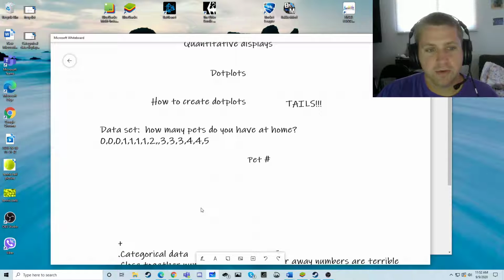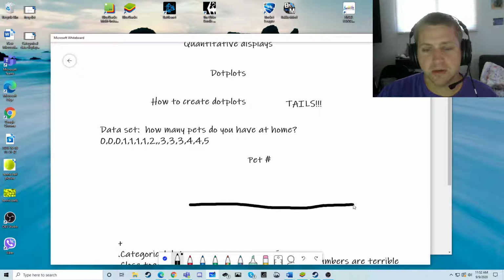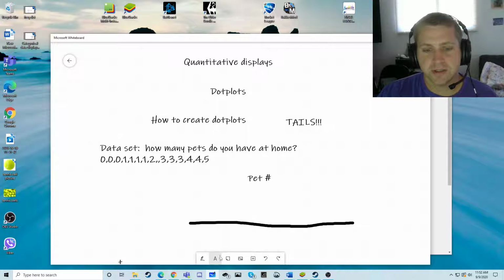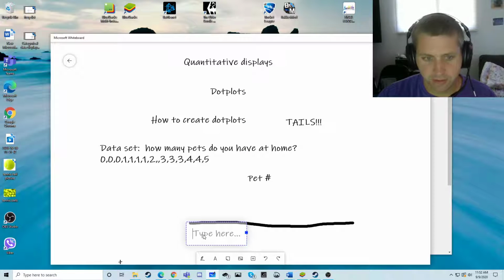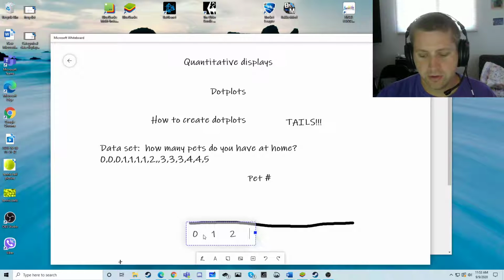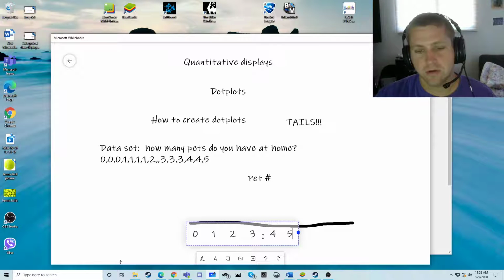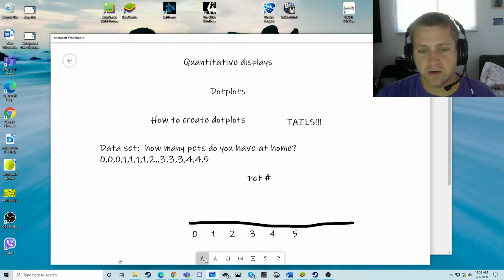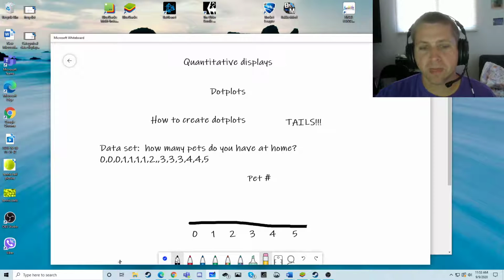Awesome. And then we got to make sure we have a line here to make a dot plot. And let's create an axis. Let's say we have only 5 numbers. 0, 1, 2, 3. Okay. So I don't even need the rest of the line. This is good for the dot plot because it covers all my data.